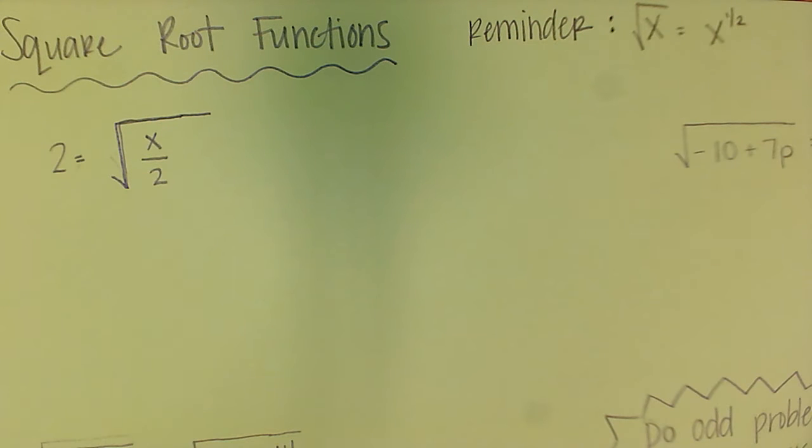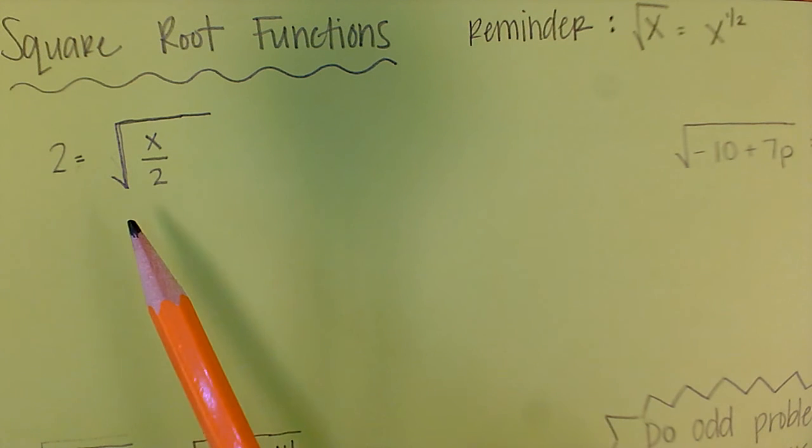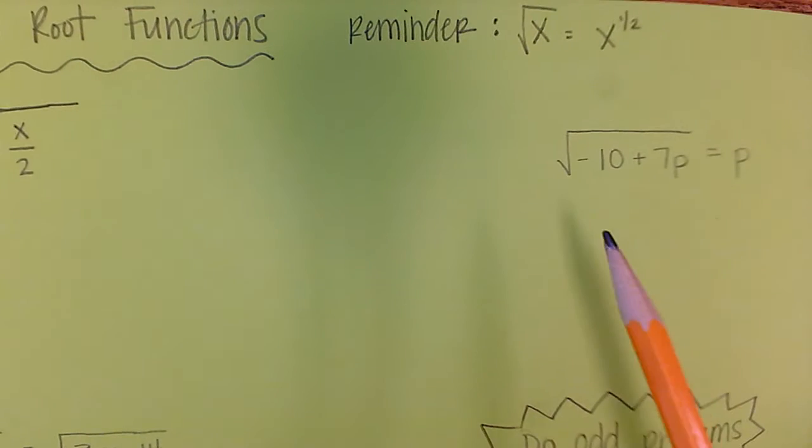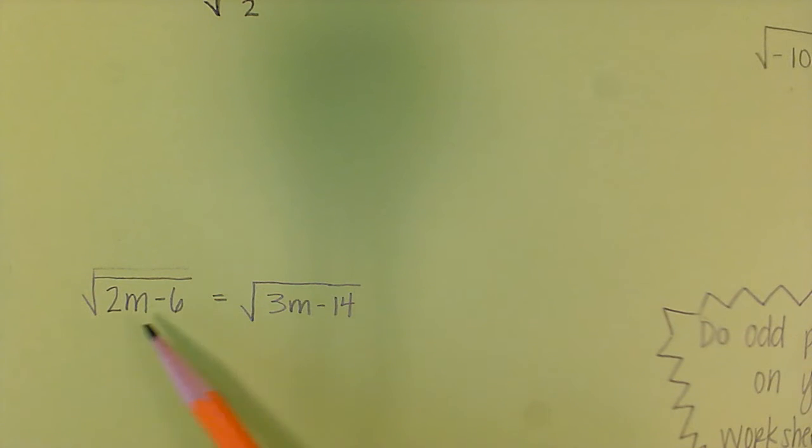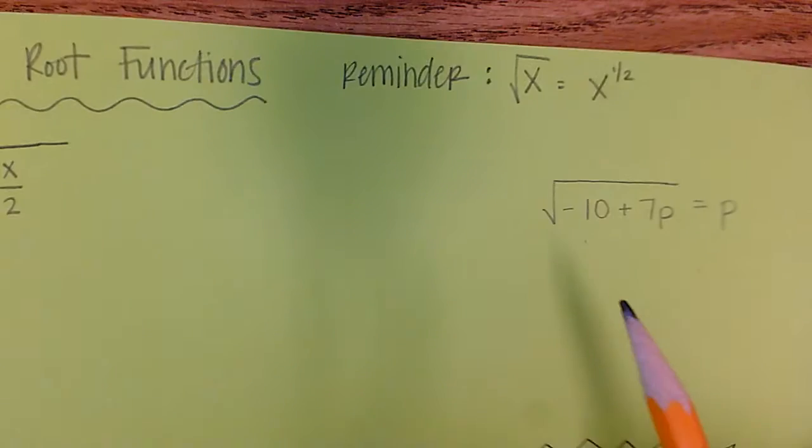In this video, we're going to talk about square root functions. Square root functions you learned about in Math 2 and I believe Math 3. Basically, it's any function that has a square root in it. Like this function has a square root, over here we have a square root, and then down here we have square roots. So these are all square root functions.